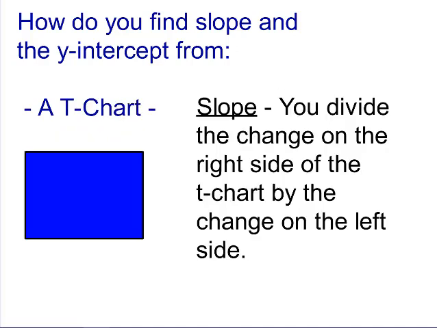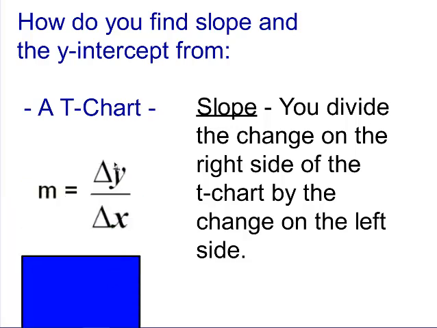Okay, the third way of finding slope is from a T-chart. Now from a T-chart, we're going to first look for our slope, and our slope is you divide the change on the right side of your T-chart by the change on the left side of the T-chart. Now if you remember correctly, what that means is that's the delta y divided by the delta x, where the delta, the triangle, means the change in, or the change on.